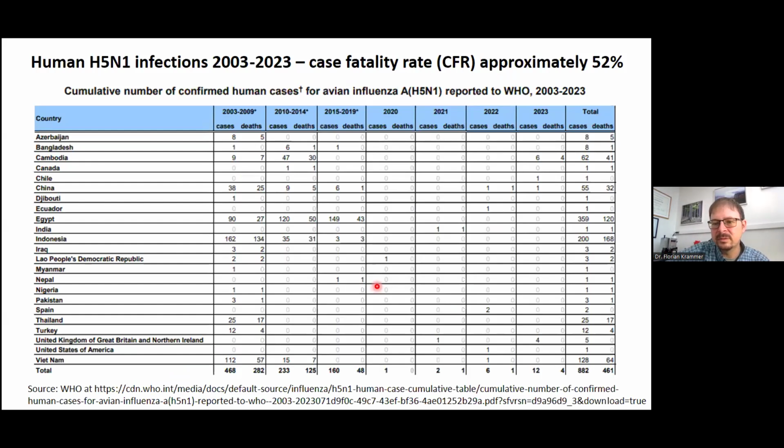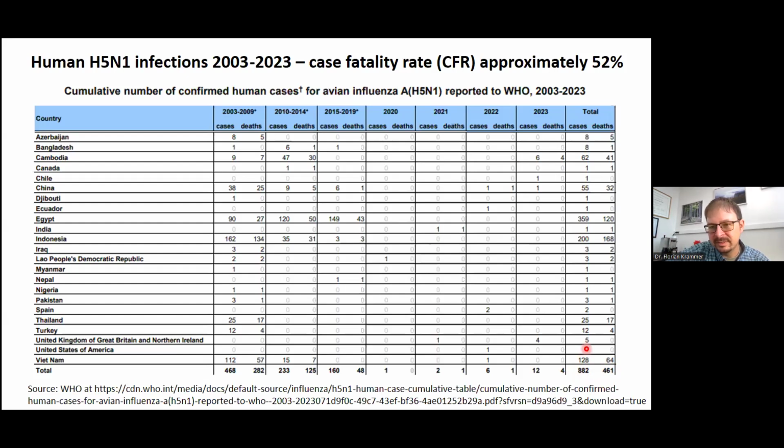And I think what's important here is, if you look at the case numbers, there's a total of 882 cases that were reported during that time, and 461 of those died. And that gives you a case fatality rate of about 50%. So it seems that this virus can be very deadly in humans.